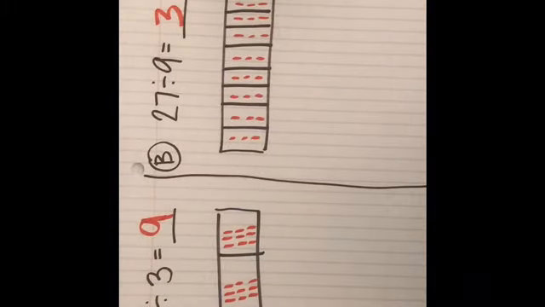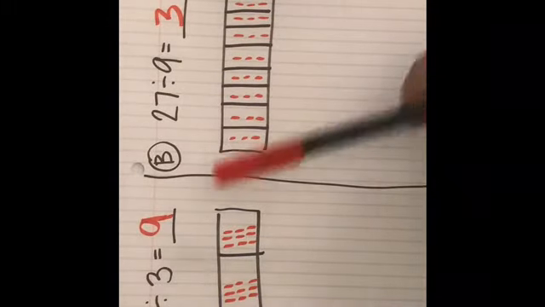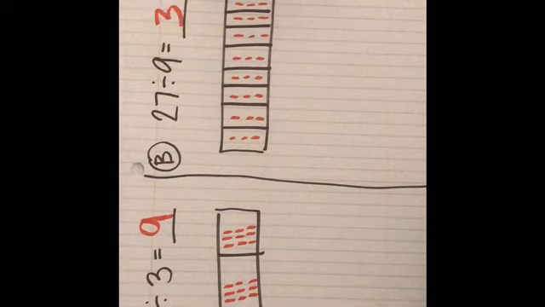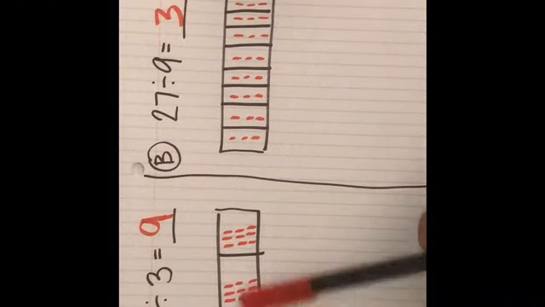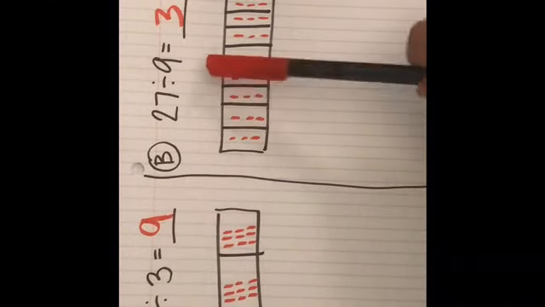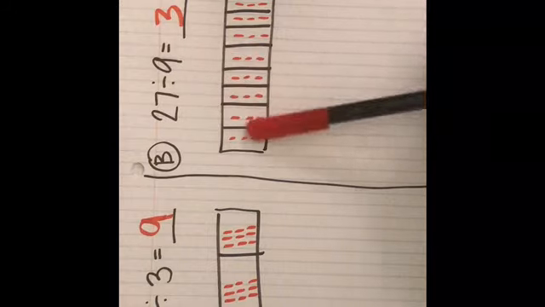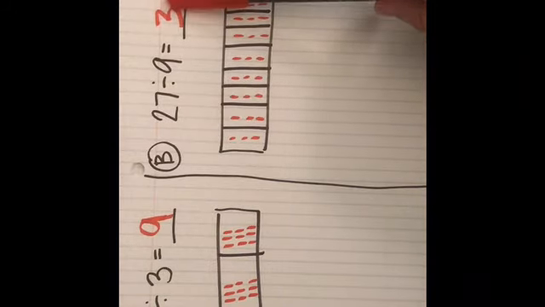Okay, you should have gotten that these were turnaround facts, and you might have noticed that even when you were writing them down or looking at them for the first time. But here we have 27 divided by 3 equal groups equals 9. And here you have 27 divided by 9 equal groups equals 3.